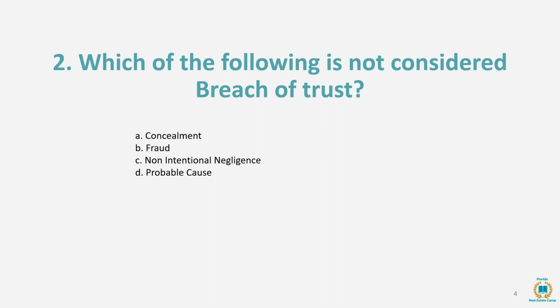Number 2, which of the following is not considered breach of trust? Is it A, concealment, B, fraud, C, non-intentional negligence, or D, probable cause?